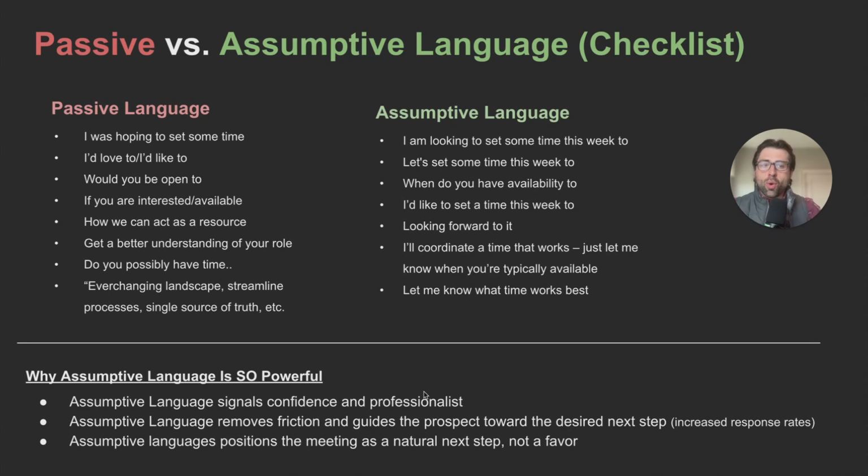So to break it down, why assumptive language is so powerful and so easy to fix in emails too, is that it signals confidence and professionalism. Assumptive language also removes friction and makes it clear what your intent is. It guides the prospect towards the next step. It gives you a shot on net, a chance at booking the meeting. I don't want to ask for their thoughts, because what I'm trying to do here is book a meeting. I'm not asking for their thoughts.